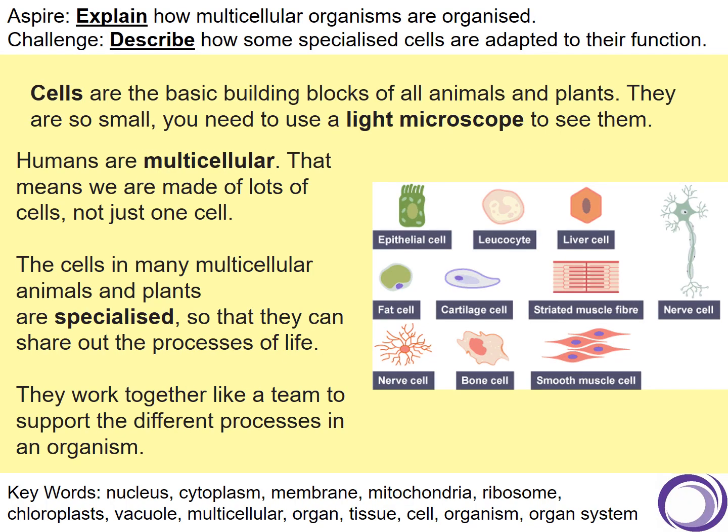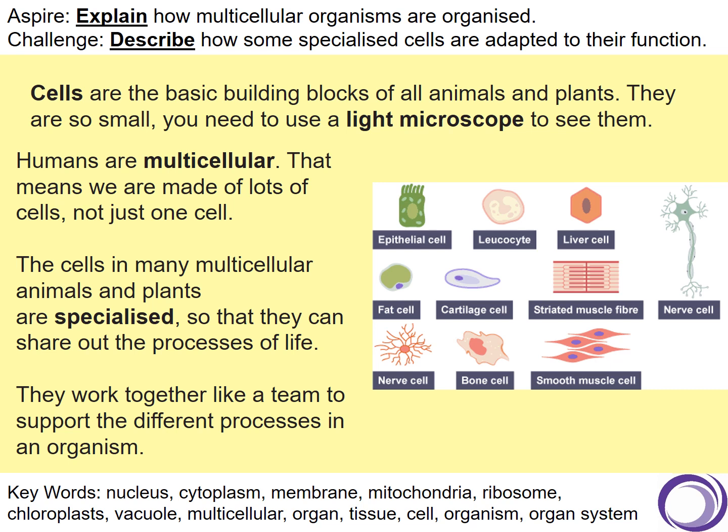So, cells are the basic building blocks of all animals and plants. Cells are so small, to be able to see them, you are going to need to use a light microscope. Human beings are described as multicellular organisms. This means that we are made up of lots of different types of cells, not just one type of cell.